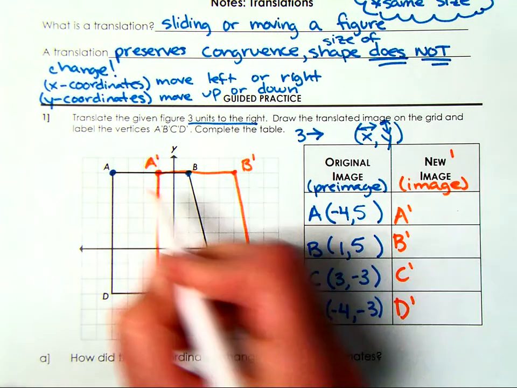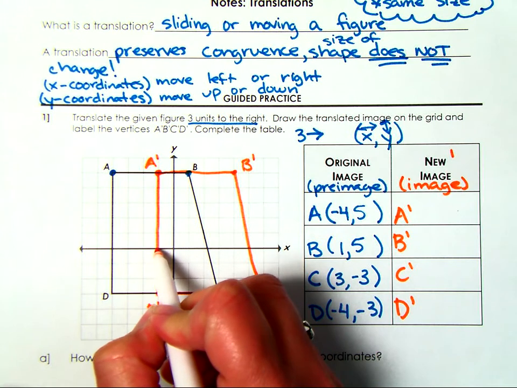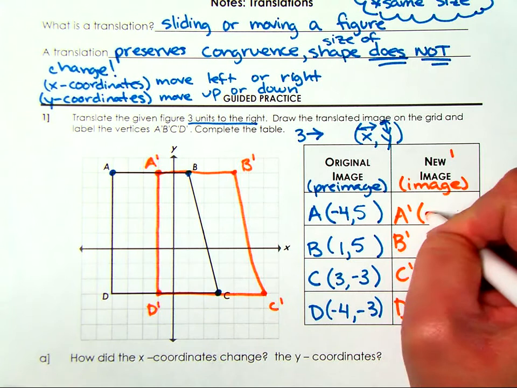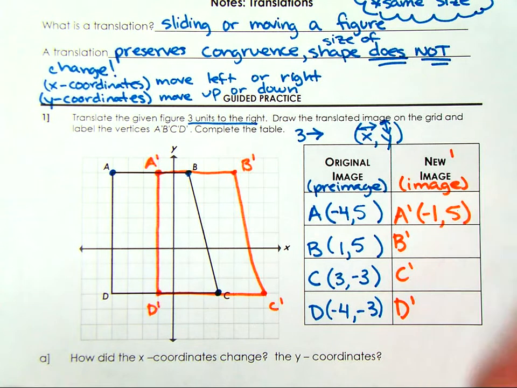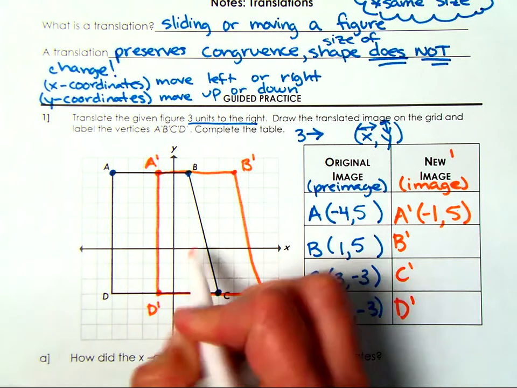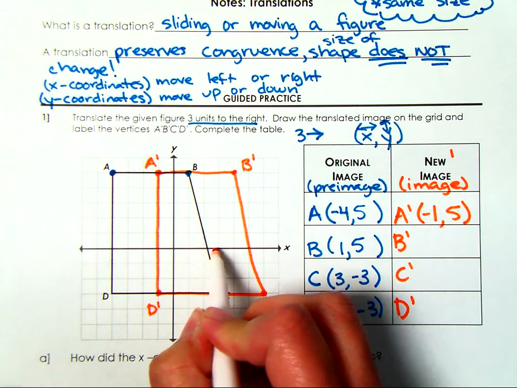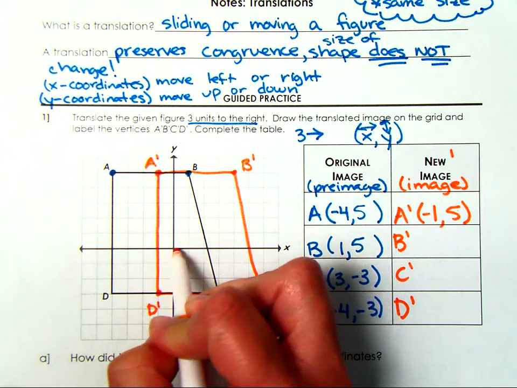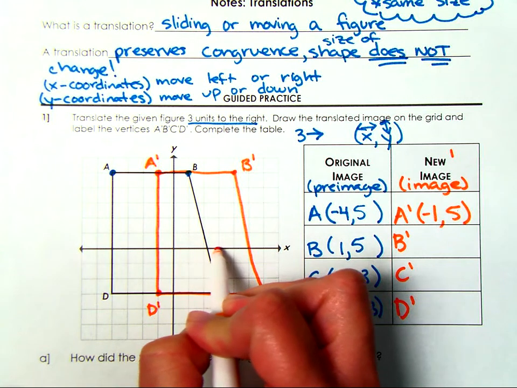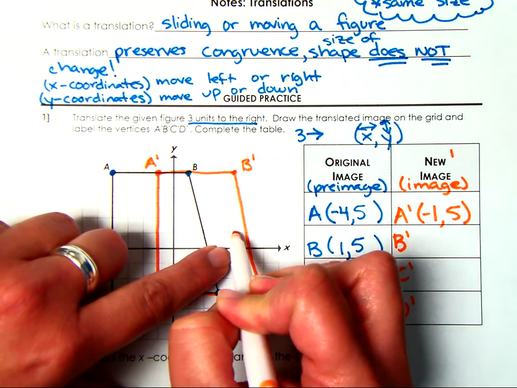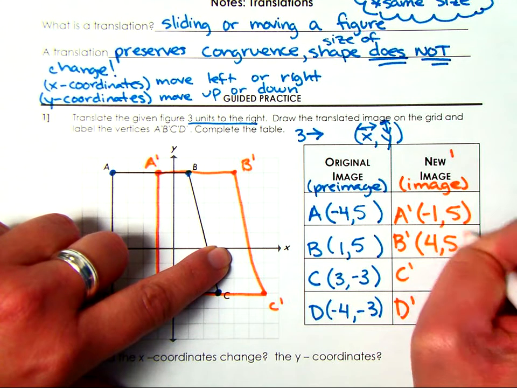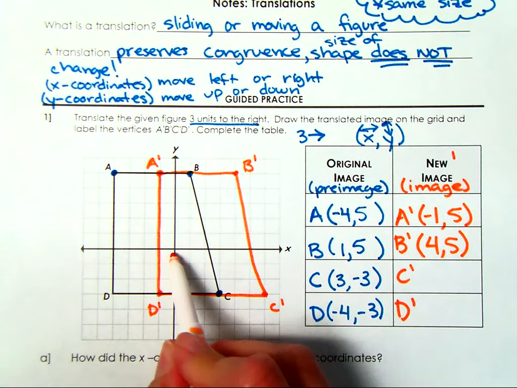So now if we move 3 units to the right, let's see, negative 1 is my x. 1, 2, 3, 4, 5 up. So that's negative 1, 5. B prime is 1, 2, 3, 4, 5. I'm sorry, I think I went too much. 1, 2, 3, 4. Yeah, there we go. 4. 1, 2, 3, 4, 5. So 4, comma 5.